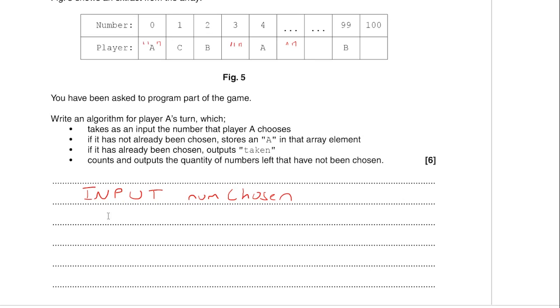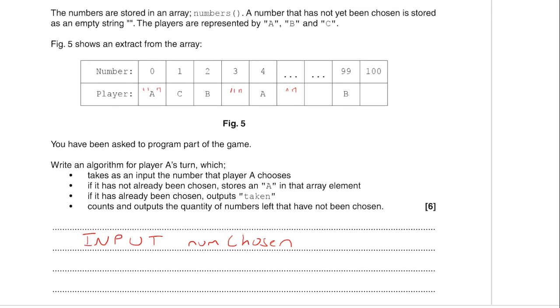Okay, so we need to address the second point: if it's not already been chosen, it will store an A in that array element. So essentially, let's say the number chosen was 4, and this is in the 5th position in the array. And previously, assuming this was an empty string before, i.e. it hadn't been chosen, then the program has an if statement to say, okay, so I'm thinking aloud here.